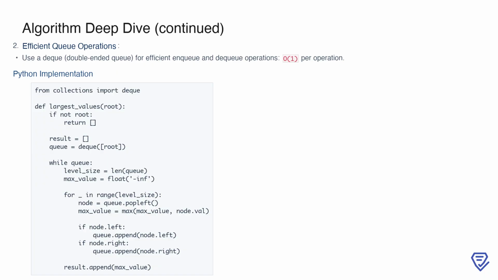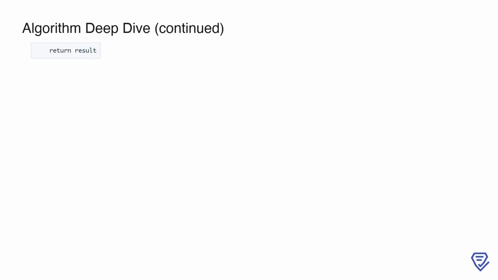Inside the loop, we calculate the number of nodes in the current level using the queue's length, and we initialize max_value to -infinity. For each node in the level, we remove it from the queue, update max_value if necessary, and add its left and right children to the queue if they exist. After processing all nodes in the level, we append max_value to the result list. Finally, once all levels have been processed and the queue is empty, we return the result list, which contains the largest values from each row of the tree.